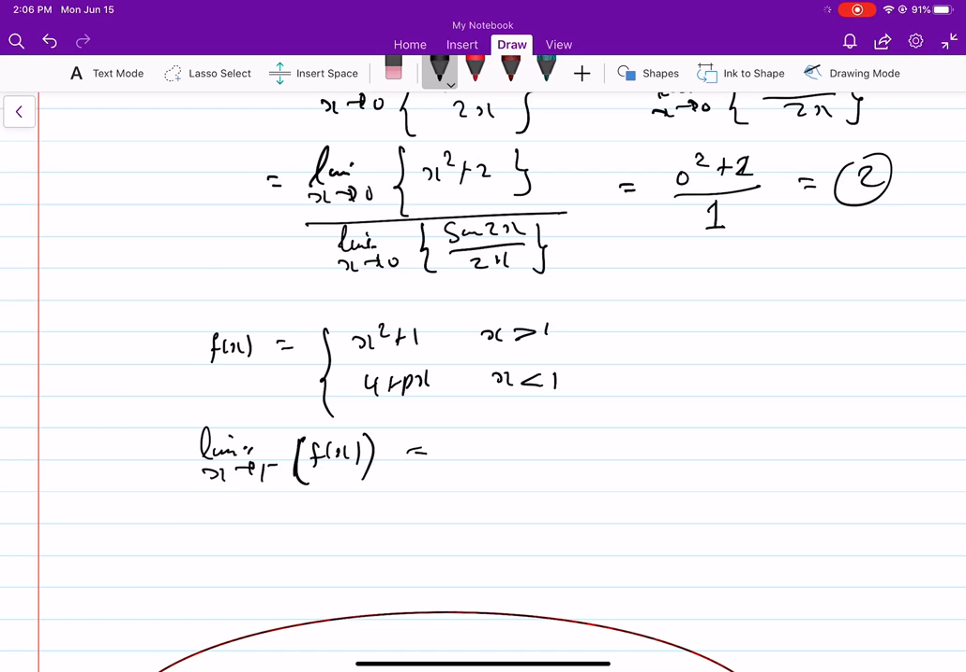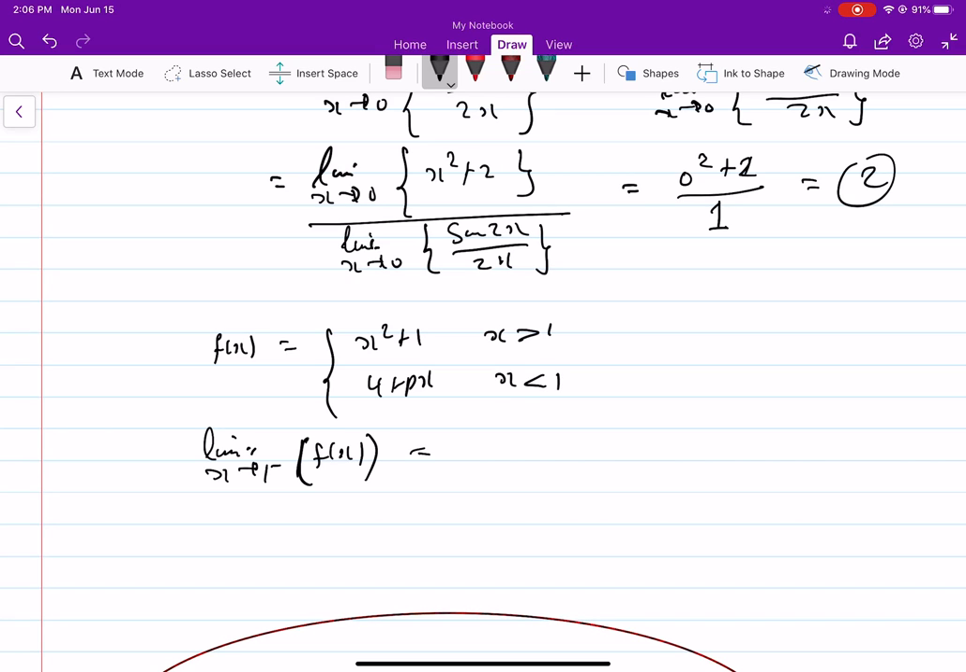By the way, one of the first things I noticed is that the function is not defined when x is equal to 1. It's defined for x greater than 1. It's defined for x less than 1, but it's not defined for x equal to 1. So that's one thing that I noticed up front. The limit as x is approaching 1 minus of f of x is equal to the limit as x is approaching 1 minus of the 4 plus bx, which would be, just plug in the 1 in there, you get 4 plus p times 1, which is 4p.